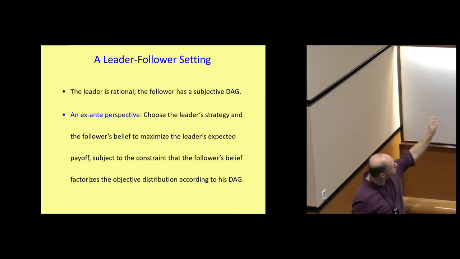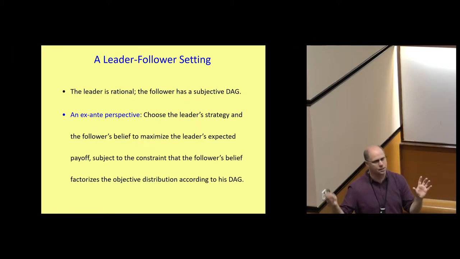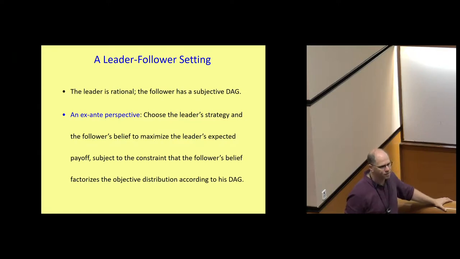But just the framework that I have in mind is that we choose a strategy for the leader, a belief for the follower. The belief has to be consistent in the sense that it comes out of the causal model of the follower. And the attempt is to maximize the leader's payoff. Yeah. So the leader knows the DAG. The causal. Yes. Easy to extend to cases where he has uncertainty about that.